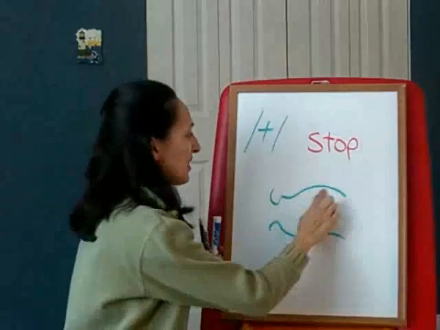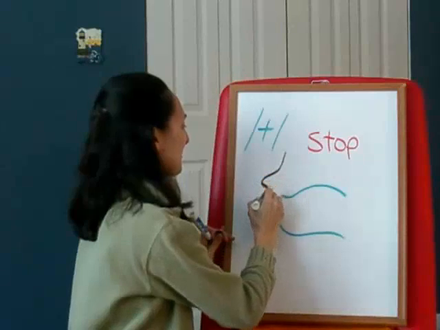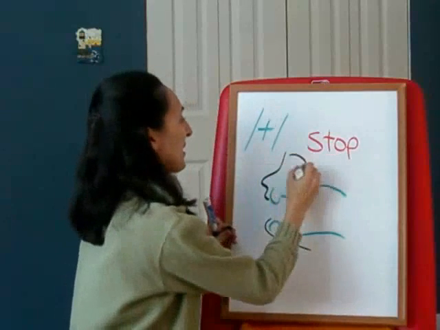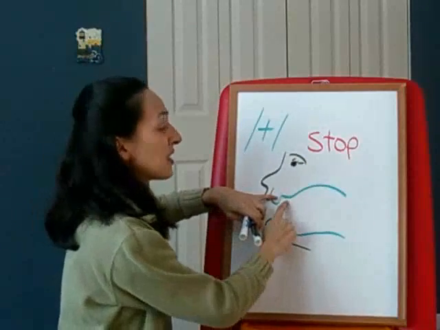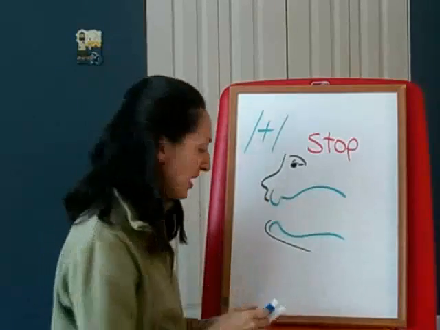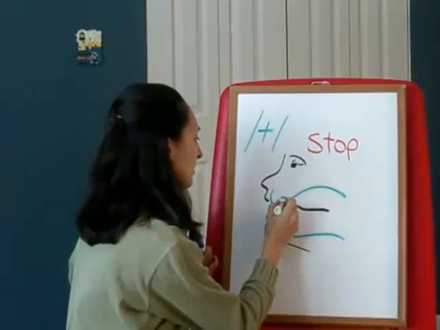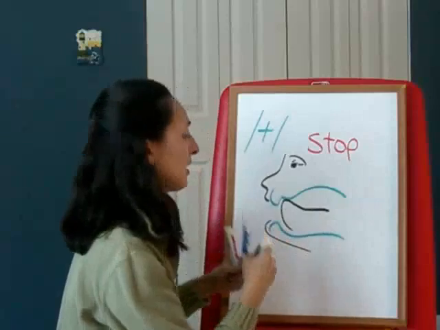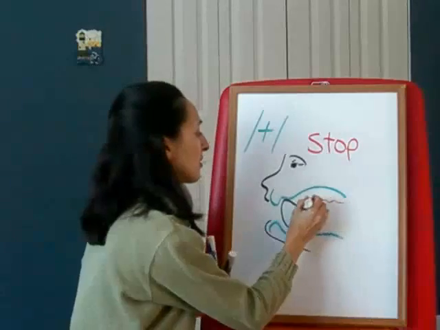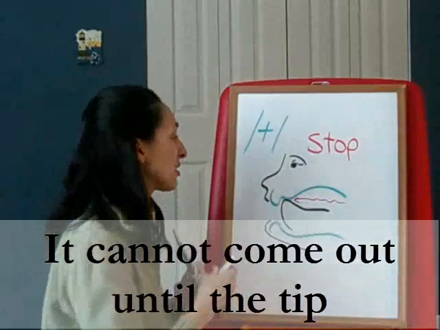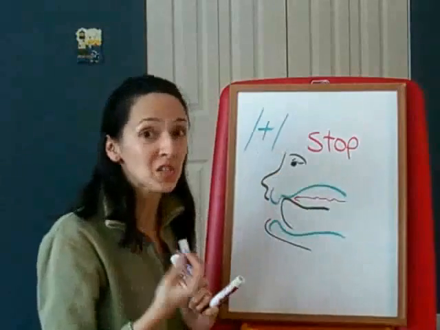These are your teeth, and this is the roof of your mouth. If it helps, I'll try to draw the face. Picture your nose, lips. Okay, here's the eyes. Okay, that's you. Your nose, your lips, your teeth, and there's that hard bump behind your upper front teeth. Now your tongue looks something like this. Okay. So the tip of your tongue touches that hard bump. The airflow is stopped. It cannot come out until the tip drops down and releases that air. That's why we call the true T a stop.